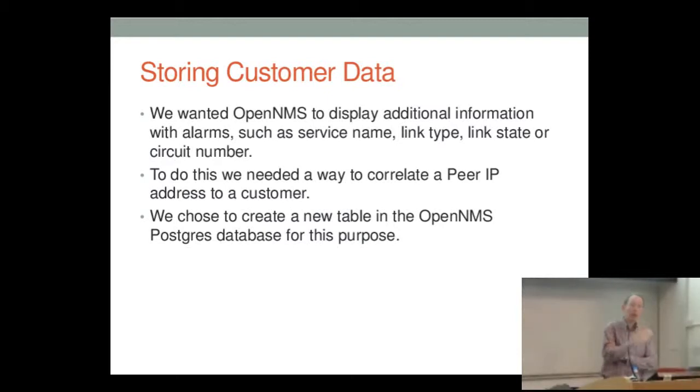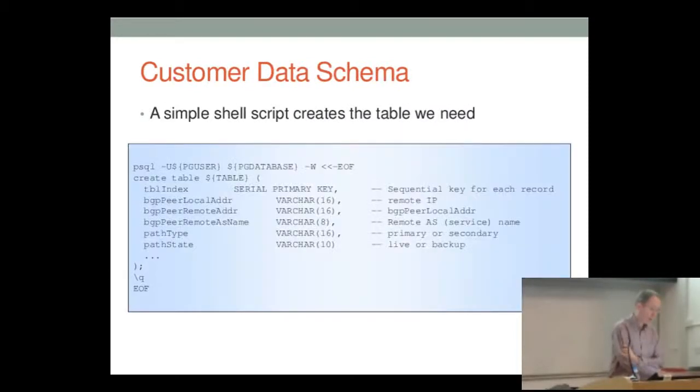And the easiest thing to do is to use the Postgres database that OpenNMS is using itself, and just create an extra table there and store the information that we wanted to store. So a simple shell script like this is good enough to create the table, and this is just a snippet. I think ultimately we've probably got about 12 different fields in the table where we're storing different bits of information, but you get the idea. The IP addresses of both ends of the connection, plus some customer information, customer name, contact details, that sort of thing.